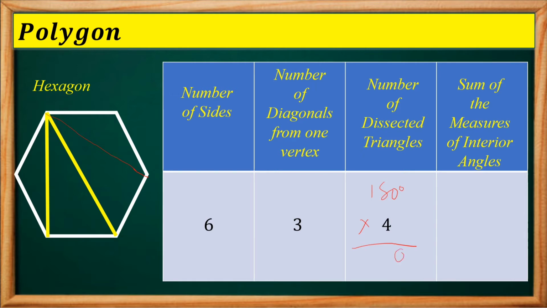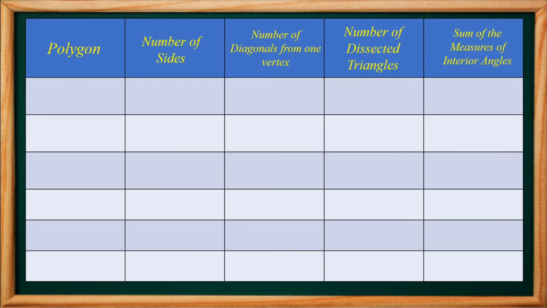Okay, 0, 32. Then, 4 times 1 is 4 plus 3. You have here 7. Okay, it means 720 degrees. That is the sum of the interior angles of a hexagon. Okay, now, to complete this table, let's have this.